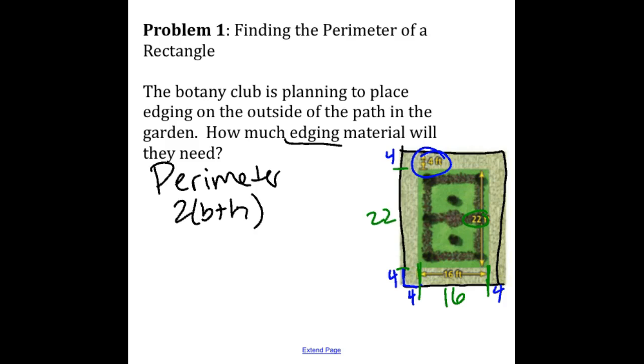So then, now that you have all those marked in, you can find the entire length: 4 plus 16 plus 4 gives you 24 for the base, and then the height is going to be 22 plus 4 plus 4, which is going to give you 30.